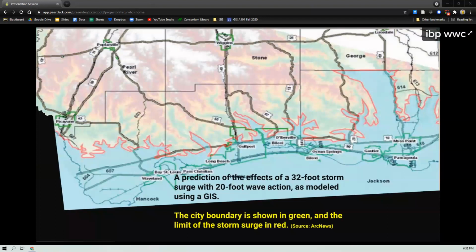Right, so here's just an example of how GIS is used in management of a community. So you have your green boundary of the city. The red boundary shows anywhere that they're concerned about storm surge. So this is a real life application of understanding your complex physical environment in a software environment and how that can be used.